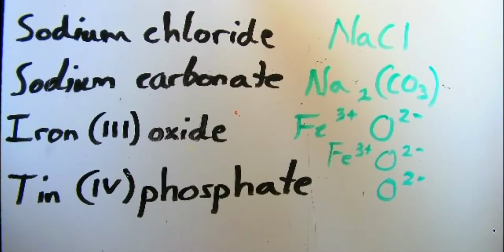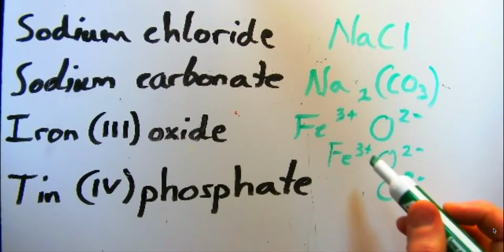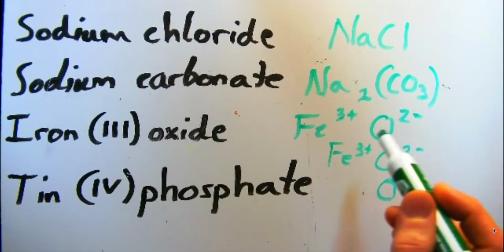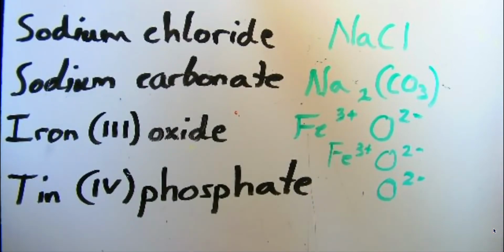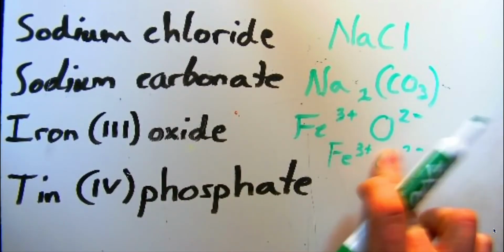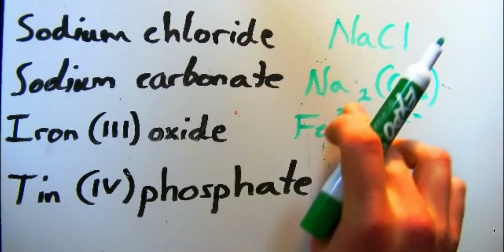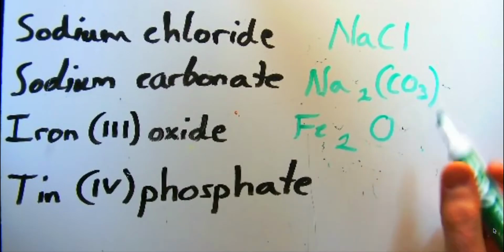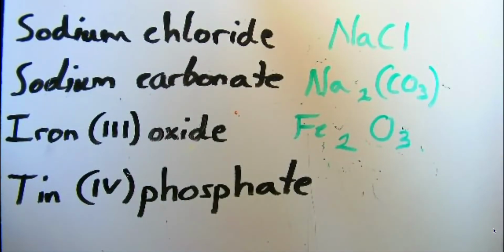And now we are even. We've got 6 plus, 6 minus. This is what it's going to take to form a neutral compound out of these two ions. So there's 2 irons and 3 oxygens, and the way that you're going to indicate that is with a 2 there and a 3 there.